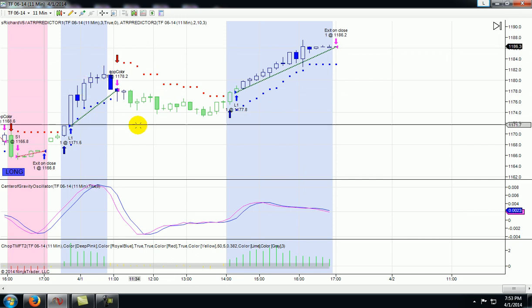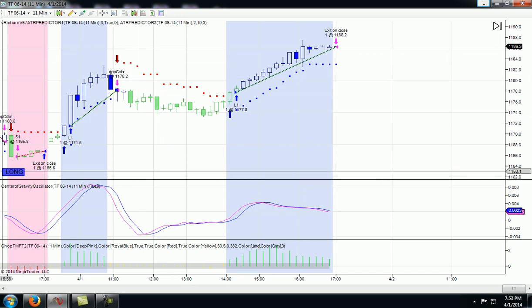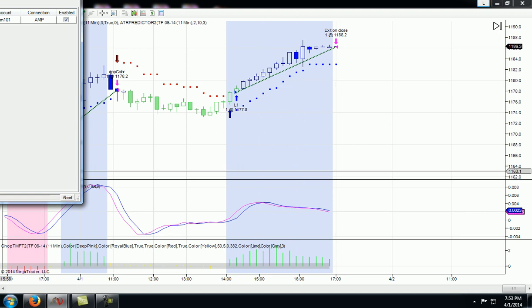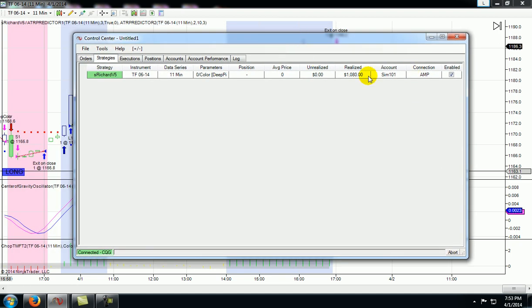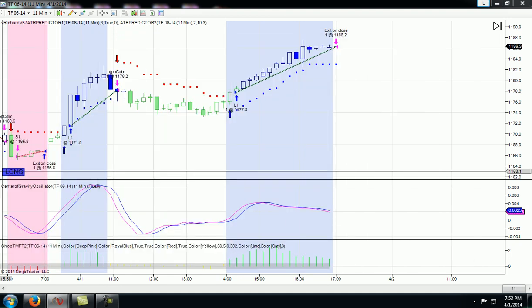So the only difference here is it's a good difference. We would have been able to add say 250 to 300 bucks as a positive to this realized number here, which I don't think anybody would complain about.